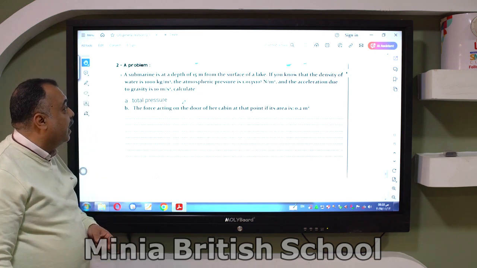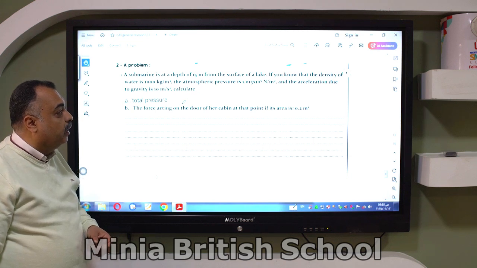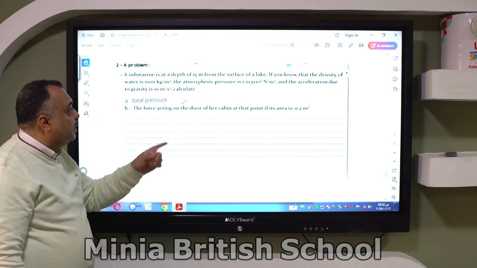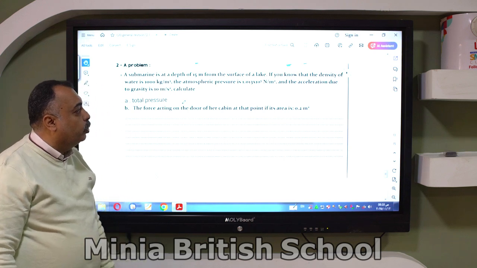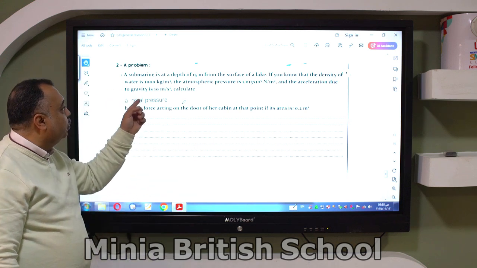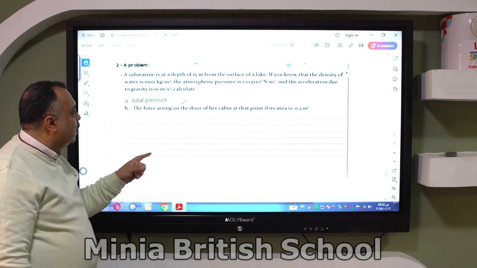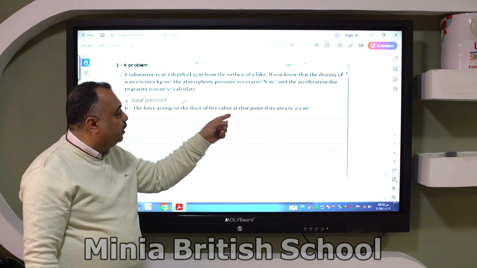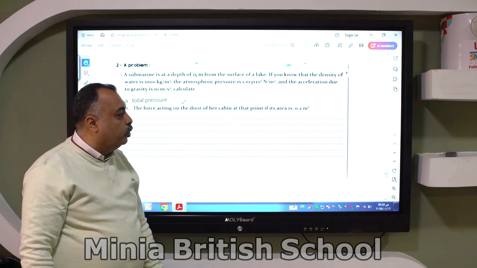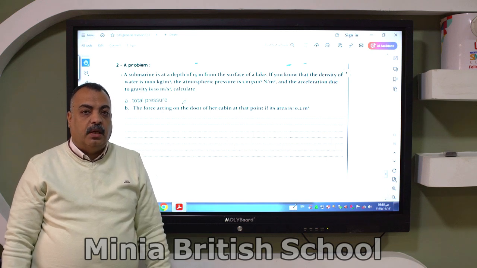A submarine is at a depth of 15 meters from the surface of a lake. If you know that the density of water is 1,000 kilogram per cubic meter, the atmospheric pressure is 1.013 times 10 power 5 Newton per meter square, and the acceleration due to gravity is 10 meters per second square, calculate the total pressure and the force acting on the door of its cabin at the point if its area is 0.2 meters square. This is very simple. Try it by yourself, please, and I'll help you.